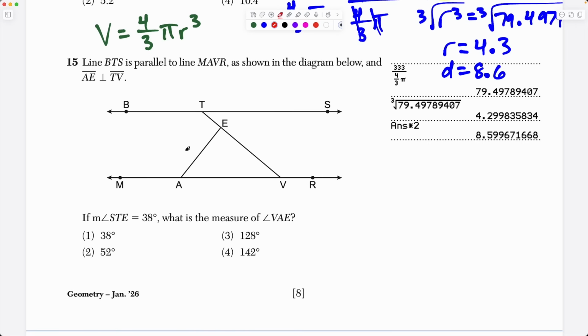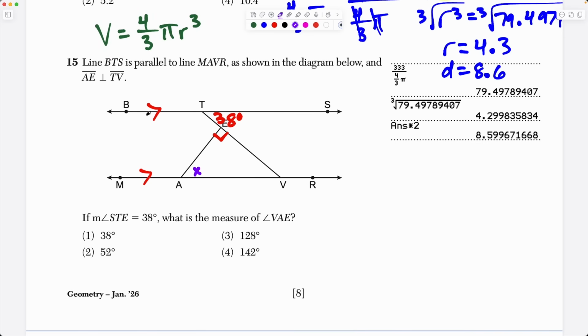Question 15, line BTS is parallel to line MAVR as shown in the diagram below, and AE is perpendicular to TV. If the measure of angle STE is 38 degrees, what is the measure of angle VAE? So what we start with here is we have these two lines are parallel, and then we're told that AE is perpendicular to TV. So I could say that we have a right angle over here. Then we're also told the measure of angle STE is 38 degrees. And we want to know what is the measure of angle VAE. So we want to know what's the measure of this angle over here. I'll just put an X.